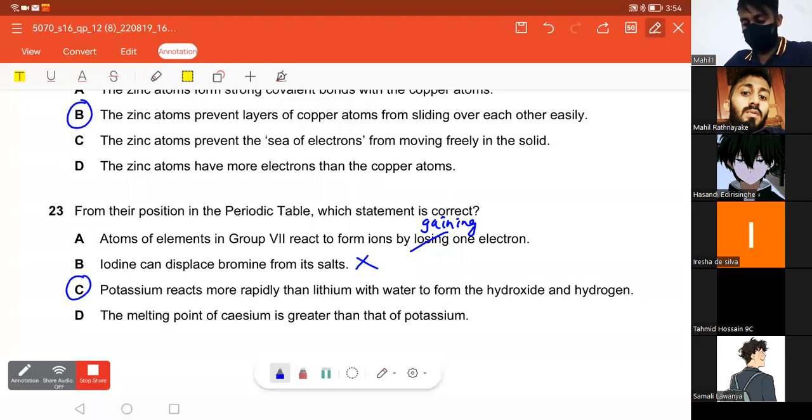Potassium reacts rapidly with water to form hydroxide and hydrogen. D wrong. The melting point of cesium is greater. Wrong. Why? In group 1, reactivity increases. Therefore, cesium has a low melting point. High reactive, low melting point. Okay.